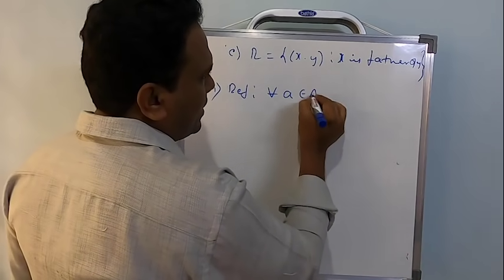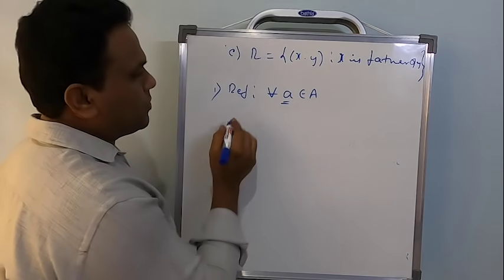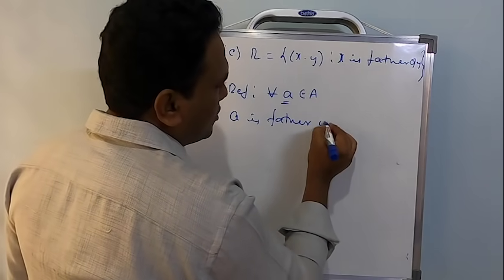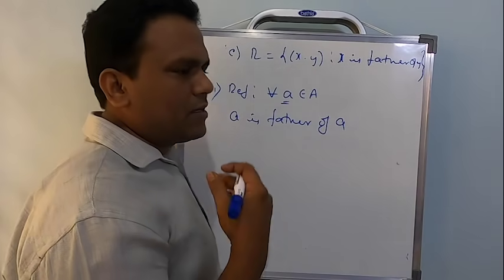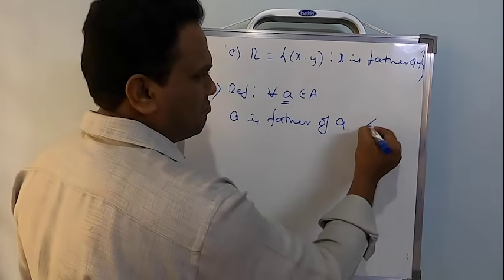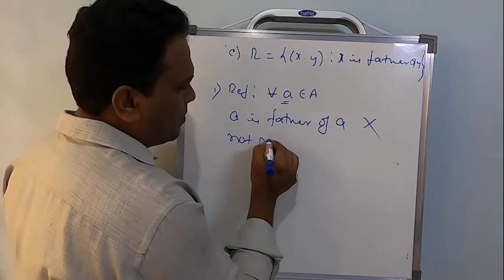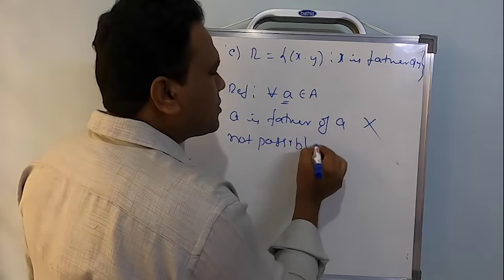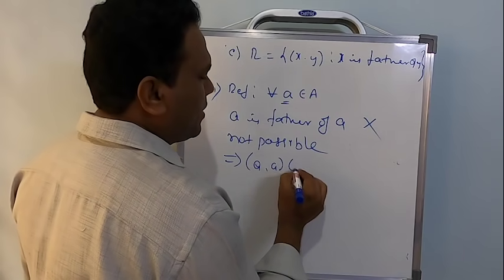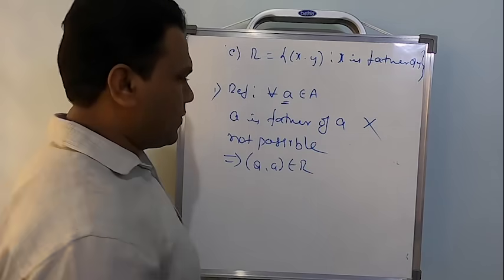For every element A belongs to A. So A stands for one human being. Is it possible to say A is father of A? Me is father of myself. Possible? No, this is not possible. Okay. If this is not possible, this says that ordered pair A comma A does not belong to R. Hence it's not going to be reflexive.